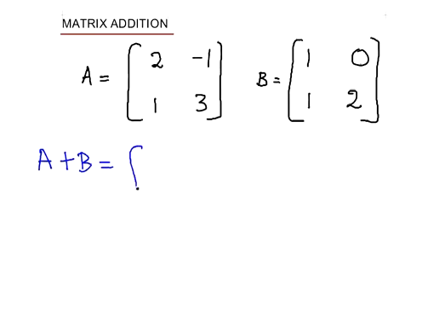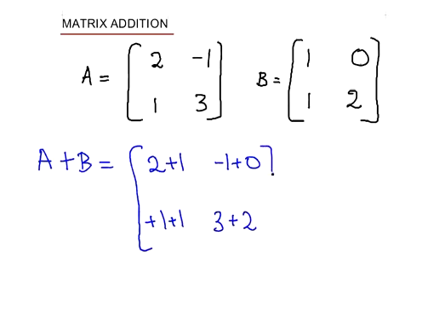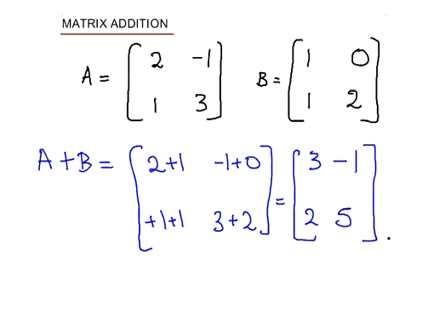So to calculate A plus B, what we do is compute each element-wise addition. So we have 2 plus 1, minus 1 plus 0, 1 plus 1, and 3 plus 2. And we will get 3, minus 1, 2, and 5. So that is the matrix addition of A and B.